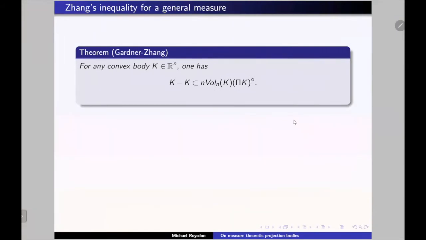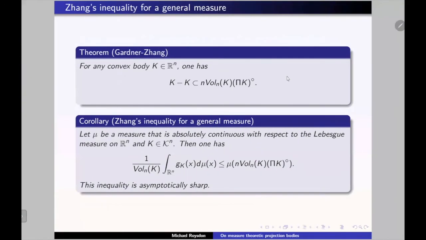And in fact, they even showed a relatively nice inclusion just between the difference body of K and the polar projection body of K. They showed that the polar projection body of any convex body, when scaled by N times the volume of the body, always contains the difference body of K. And one can use this inclusion together with some integrating in polar coordinates, in fact, to prove that Zhang's inequality holds for a general measure.